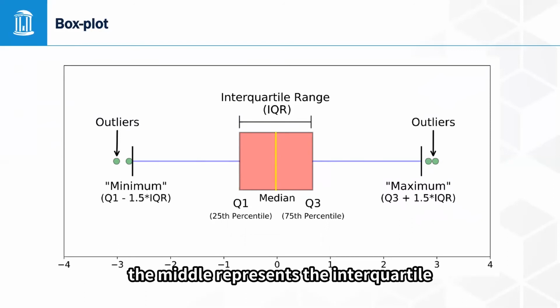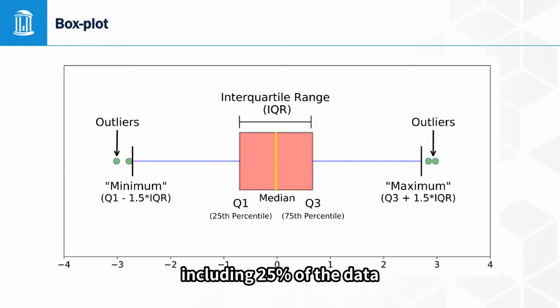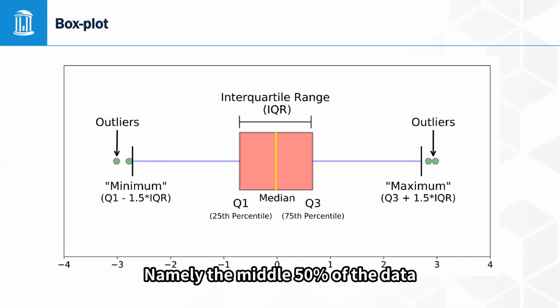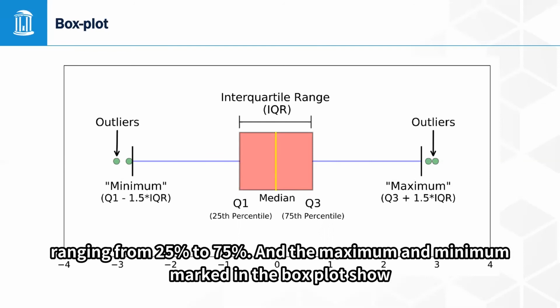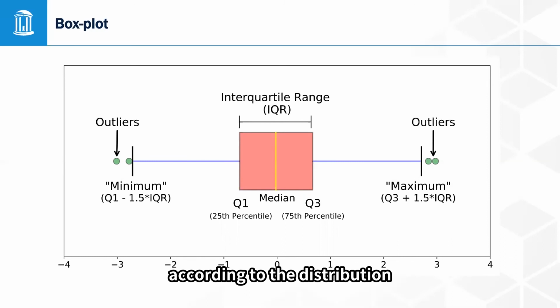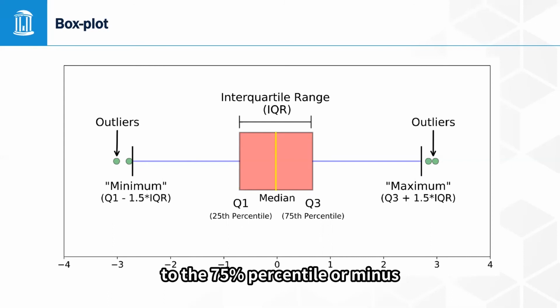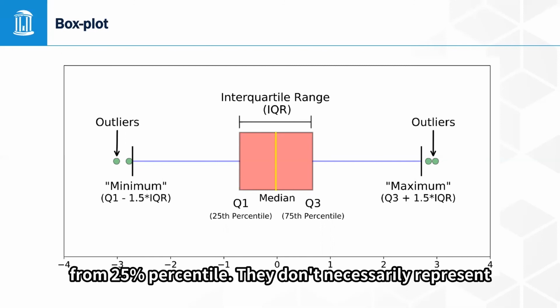The box in the middle represents the interquartile range, including 25% of the data lower than the median and 25% of the data higher than the median. Namely, the middle 50% of the data, ranging from 25% to 75%. And the maximum and the minimum marked in the box plot show the maximum and the minimum according to the distribution of the majority of the data, which is calculated by adding 1.5 times the interquartile range to the 75th percentile or subtracting this range from the 25th percentile.